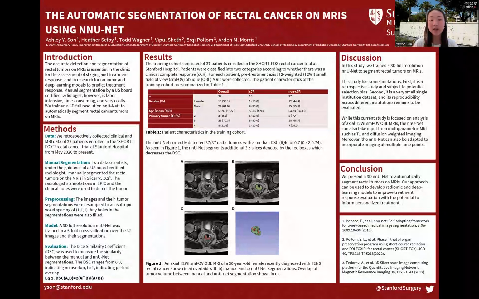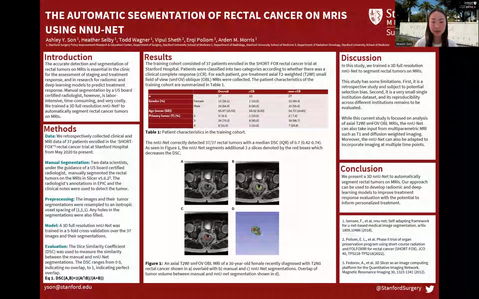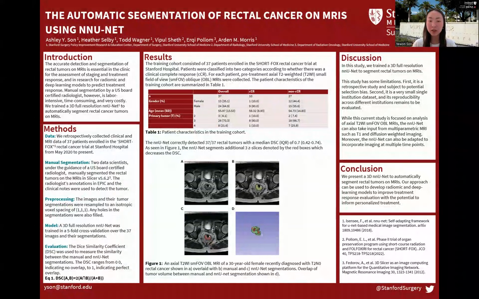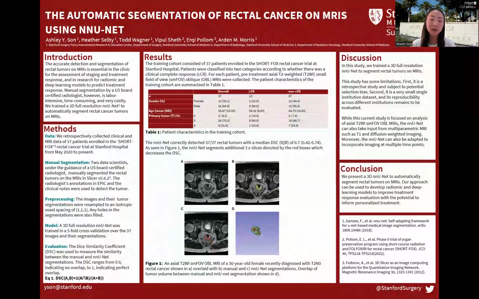We collected clinical data and MRIs from 37 patients enrolled in the Short-Fox rectal cancer treatment trial at Stanford. This trial consists of a new treatment approach with the goal of increasing clinical complete response rates and eligibility for organ preservation. In our cohort, there was a total of 10 patients who achieved clinical complete response and 27 who did not achieve clinical complete response. A significant portion of these patients were older, and the majority were male. Additionally, most of the tumors had a clinical T stage of T3 as detailed in Table 1.